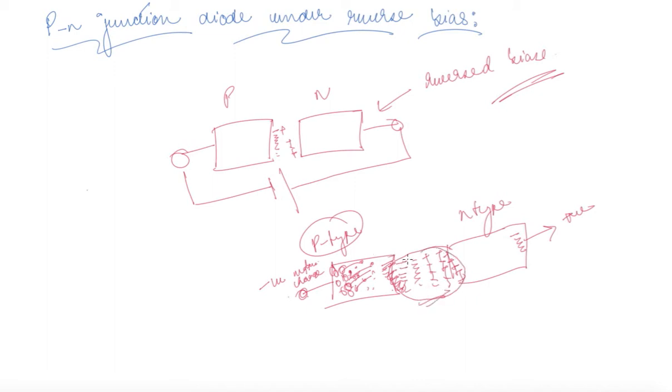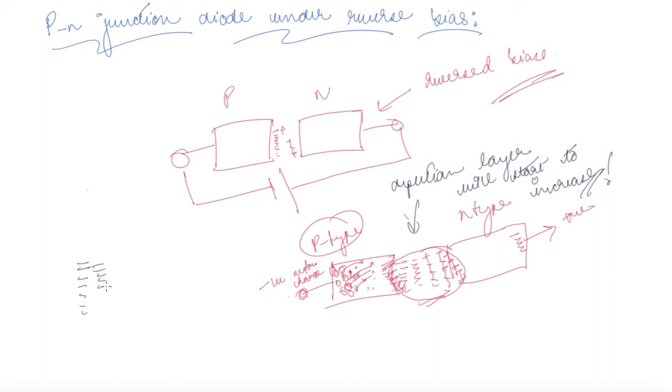If you look at the depletion layer, this is known as a depletion layer. The depletion layer will start to increase. And this is what happens in your PN junction diode connected in reverse bias. So because of this logic, we see that there is an increase in depletion layer in this junction.